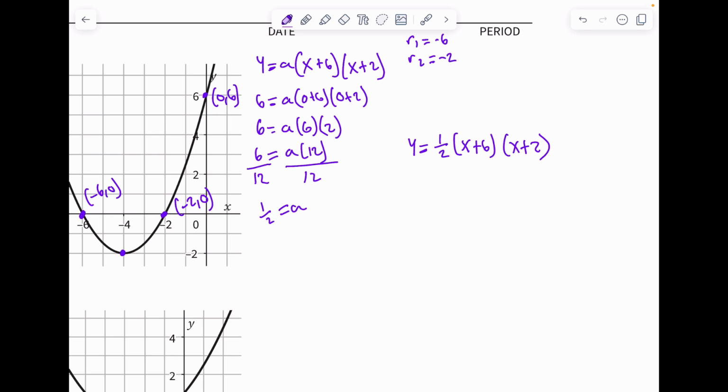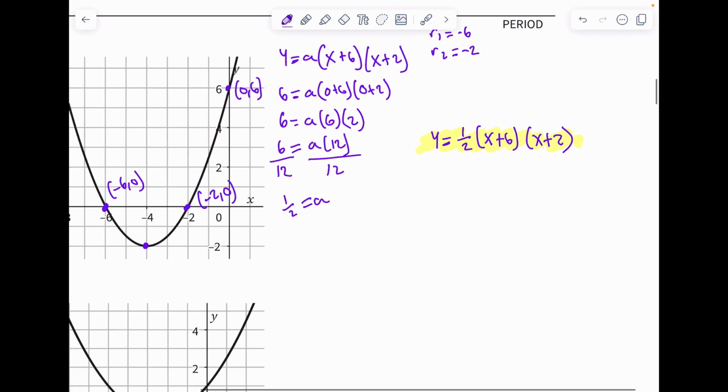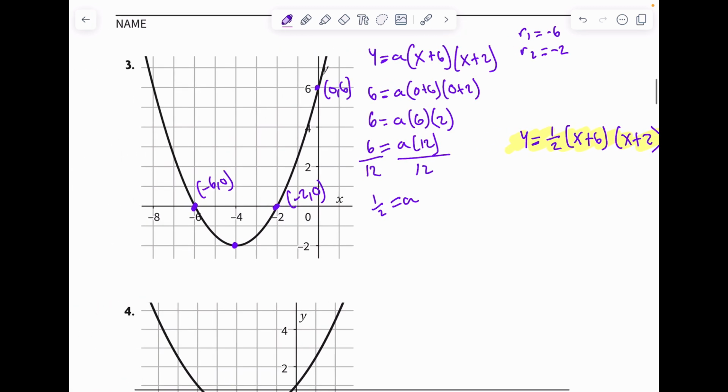And then how can we check our work? How do we know that this is correct? We plug in another point. Another good point that I have, let's say this one, is negative 4, comma, negative 2.